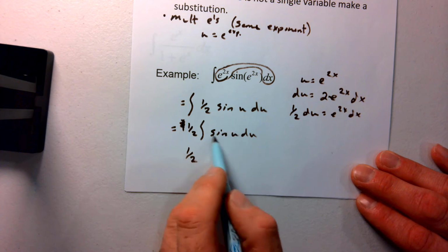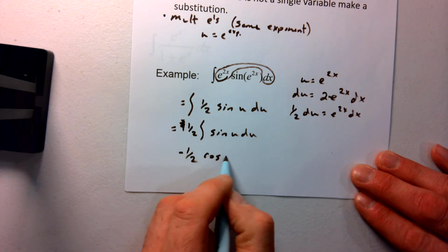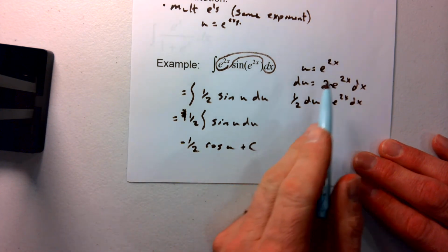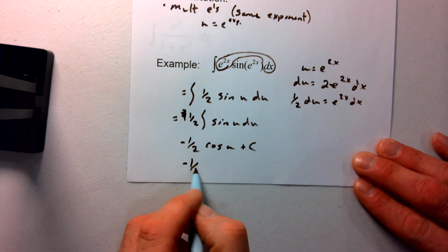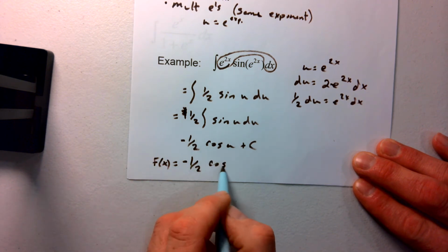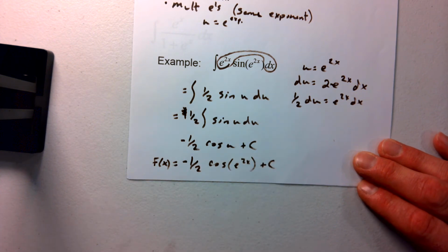The integration of sine, though, is a negative cosine. So I get negative 1/2 the cosine of u plus c. Replacing my u with e to the 2x, and I've got my original function. f of x equals negative 1/2 the cosine of e to the 2x plus c. Ta-da!